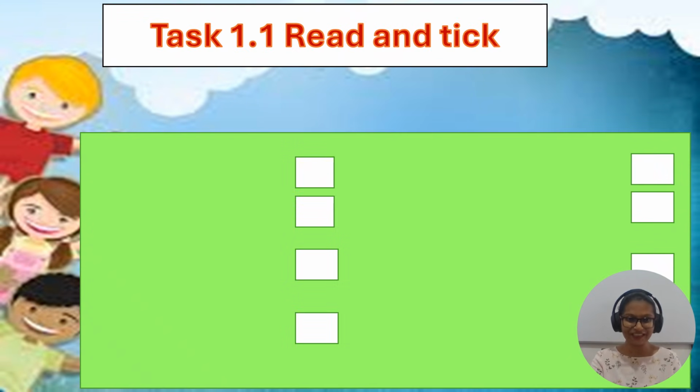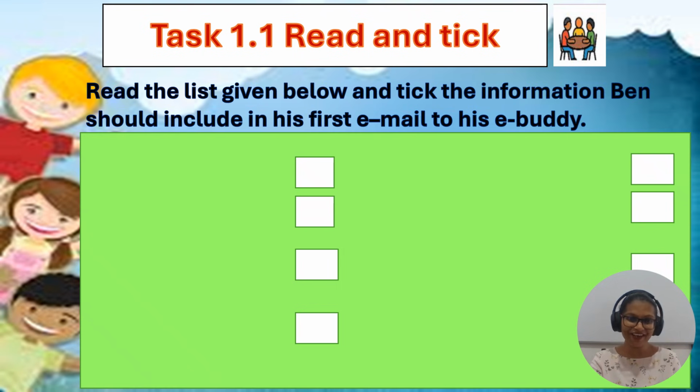First activity, task 1.1, that is read and tick, and it's a group activity. There you have to use your knowledge regarding e-buddy profile emails. The thing you have to do is read the list given below and tick the information Ben should include in his first email to his e-buddy.